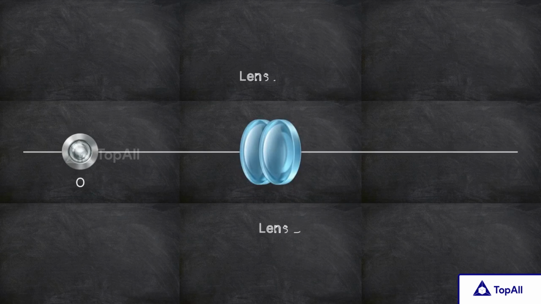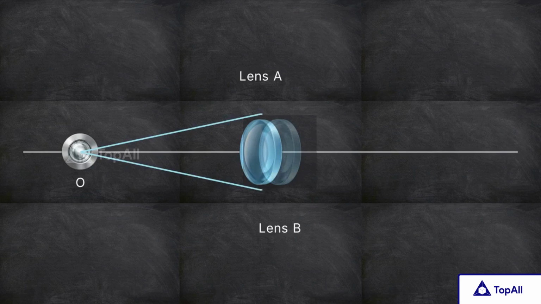We have an object, marked O, sitting on a central axis, facing two thin convex lenses, lens A and lens B, placed in direct contact. Let's track the light as it leaves the object. To understand the physics, we first look at lens A in isolation. Rays travel outward from the object, hit the first lens, and bend inward toward a convergence point. We can call this convergence point the ghost image. It is exactly where lens A would have focused the light if it were floating alone in space. We'll label this theoretical point I1.